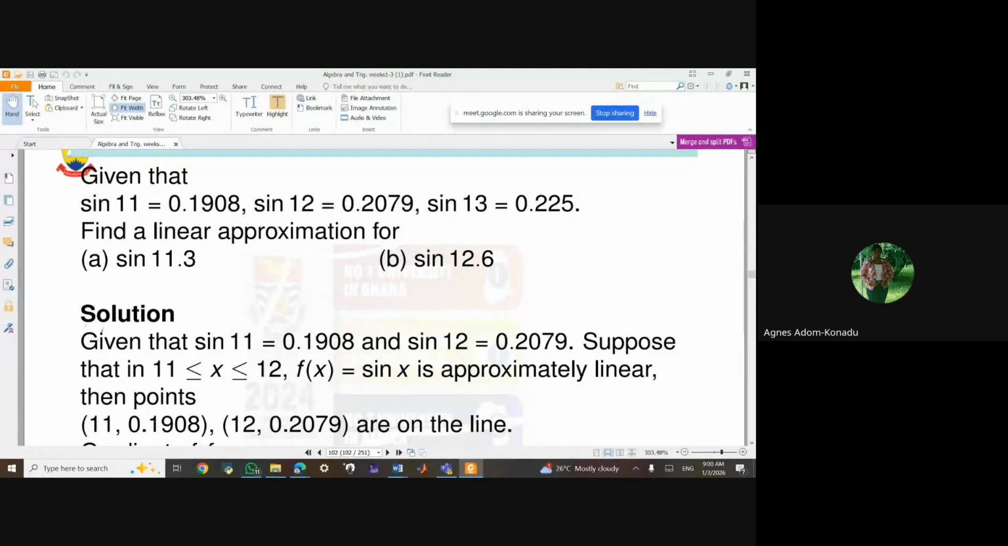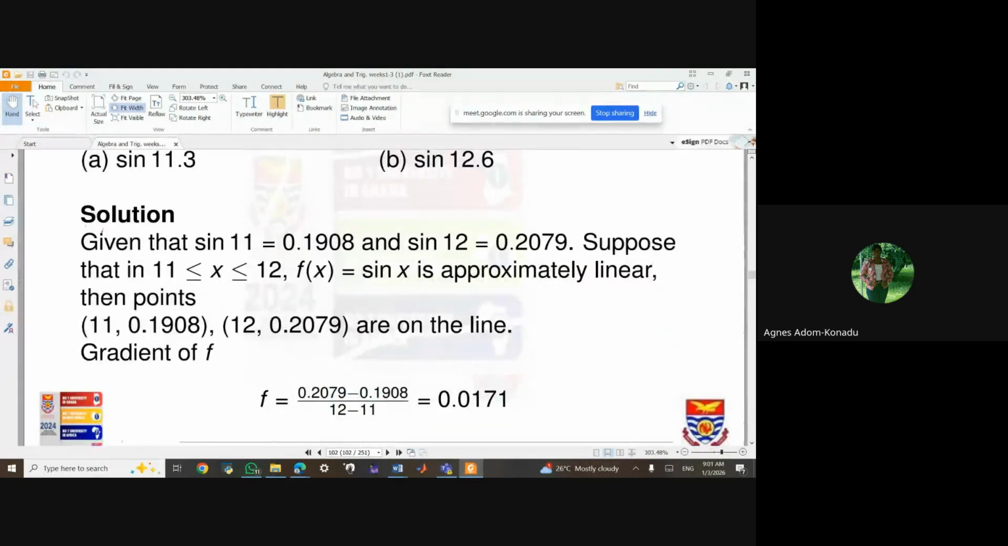So we are given sine 11. Sine 11 is this. Sine 12 is this. So sine 11.3 will lie between them. My s value, 11.3, lies between 11 and 12. So f of s is equal to sine s, and it means that my s value can be 11, and then the y value is 0.19.